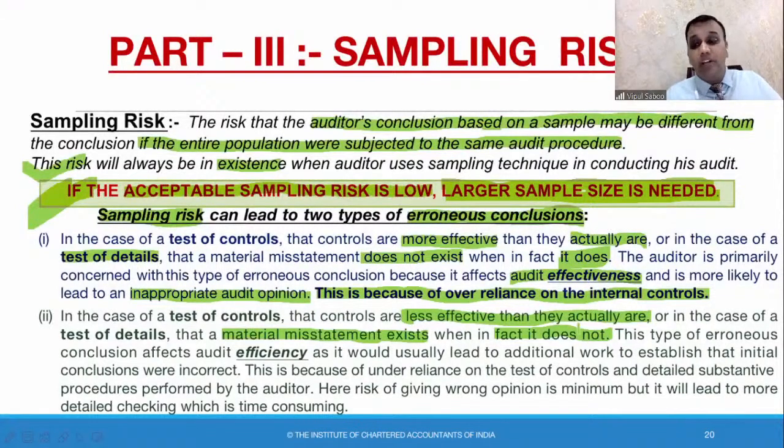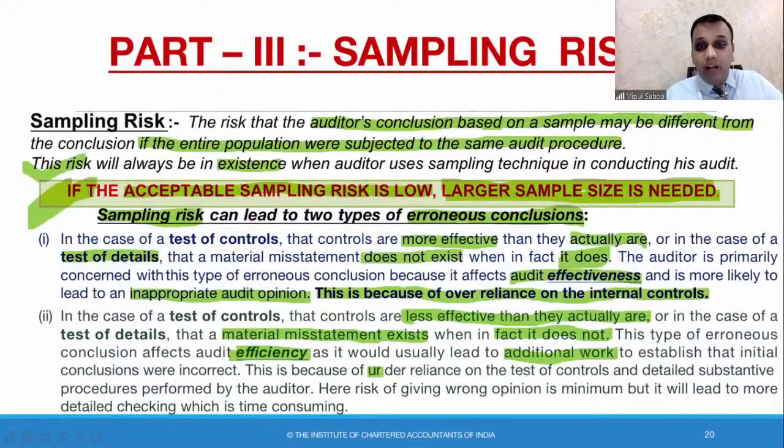Now this kind of erroneous conclusion of sampling risk would affect audit efficiency. Audit efficiency is about the work during the audit. Effectiveness is related to the result, and efficiency is related to the work done. Now the auditor would be doing additional work than he was required. If he has come to a conclusion that material misstatement is there and controls are less effective, he can form his opinion. Now the controls are good, but the auditor does not agree to it.